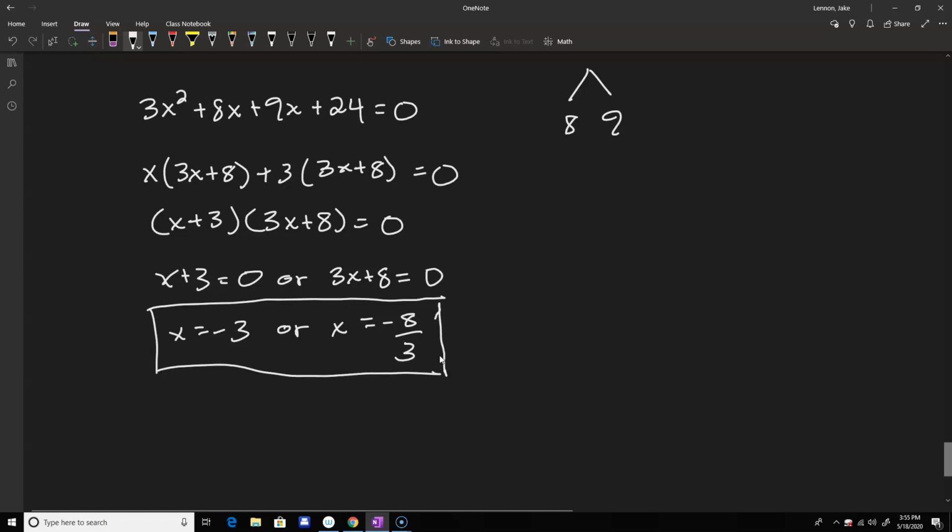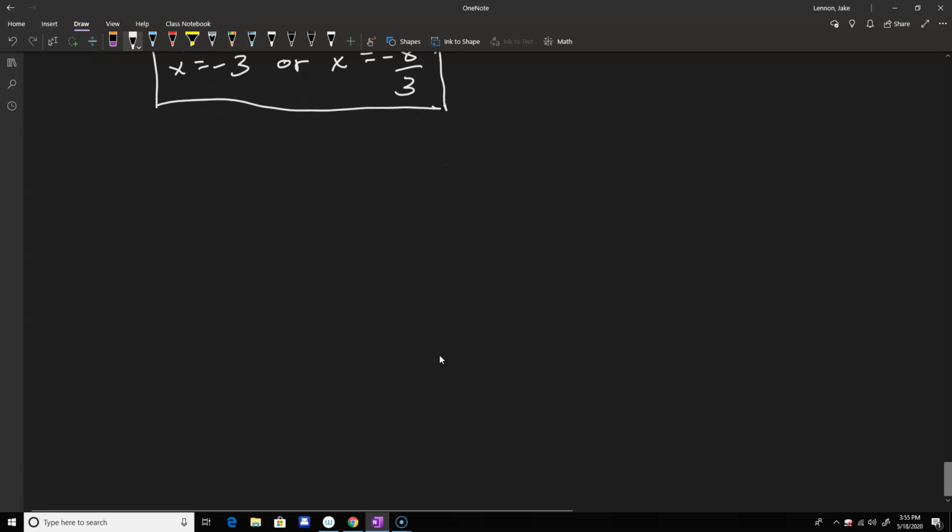So that's it for those two grouping examples. Let's do two more examples, then we'll move on to the last thing to complete the section, the quadratic formula, which really just amounts to plugging in some numbers. But anyway, 6x squared minus 13x minus 5 equals 0.